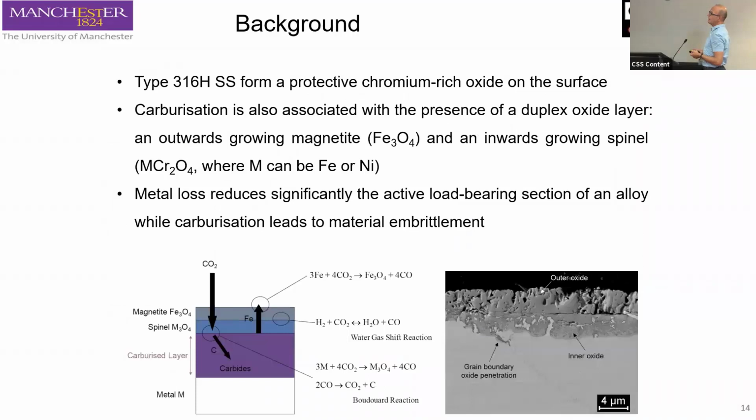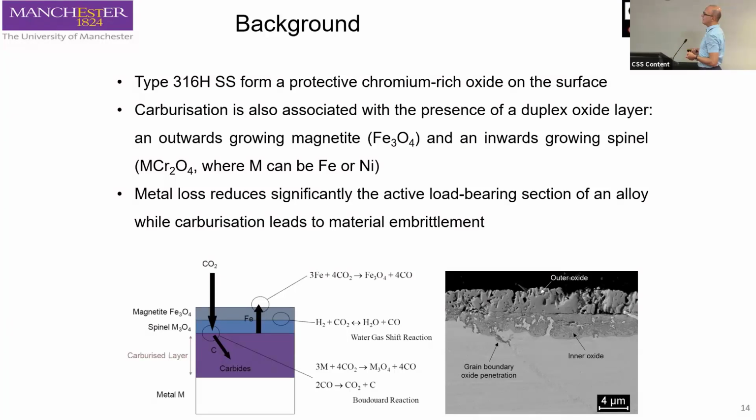Now, we know that these materials form a duplex oxide. This is the original interface of the material. It forms an outer oxide that tends to be, in the case of 316 type stainless steel, a magnetite-based oxide, and then you have an inward growing spinel oxide.